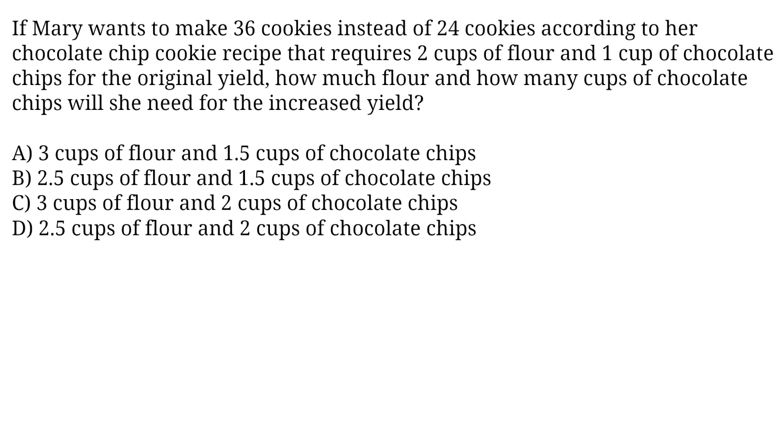If Mary wants to make 36 cookies instead of 24 cookies according to her chocolate chip cookie recipe that requires 2 cups of flour and 1 cup of chocolate chips for the original yield, how much flour and how many cups of chocolate chips will she need for the increased yield? A. 3 cups of flour and 1.5 cups of chocolate chips. B. 2.5 cups of flour and 1.5 cups of chocolate chips. C. 3 cups of flour and 2 cups of chocolate chips. D. 2.5 cups of flour and 2 cups of chocolate chips.